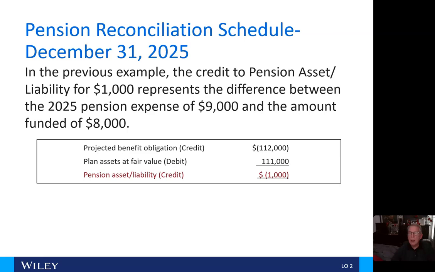Now, in the previous example, the credit to pension asset liability for $1,000 represents the difference between the 2025 pension expense of $9,000 and the amount funded of $8,000. And here is shown the $112,000 projected benefit obligation, which is a credit, and the plan assets at fair value, which is a debit, and finally the pension asset liability, which is a credit balance underfunded of $1,000.